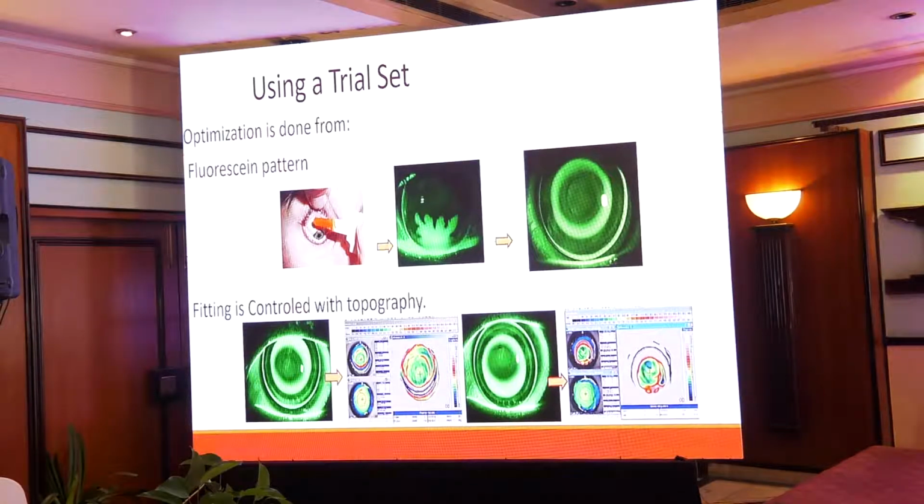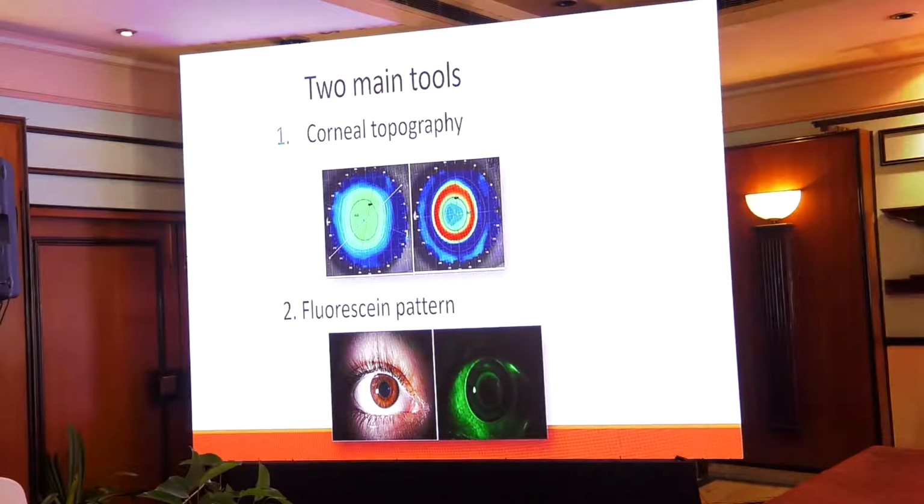So using a trial set means using the fluorescein patterns. Fluorescein is more of an art than a science, and we need to learn how to do it. So I want to jump a little bit over some slides. We have two main tools. One tool is fluorescein, which is easily reached because it's very cheap, the fluorescein strips, but topographers are very difficult to have. A topographer is necessary to do ortho-K fitting. Without it, you don't control how you are doing the fitting.